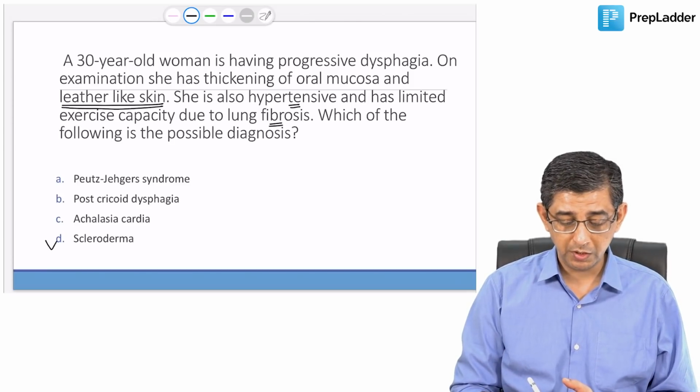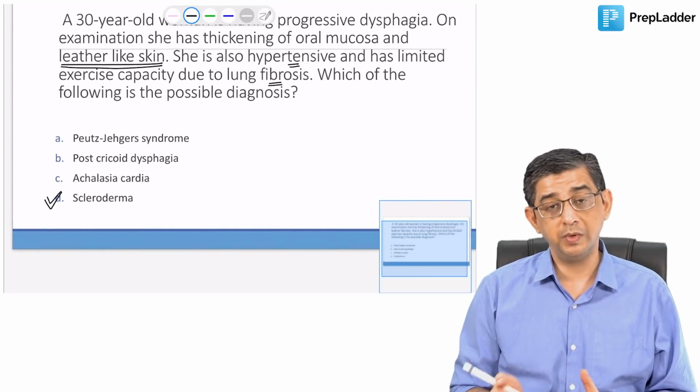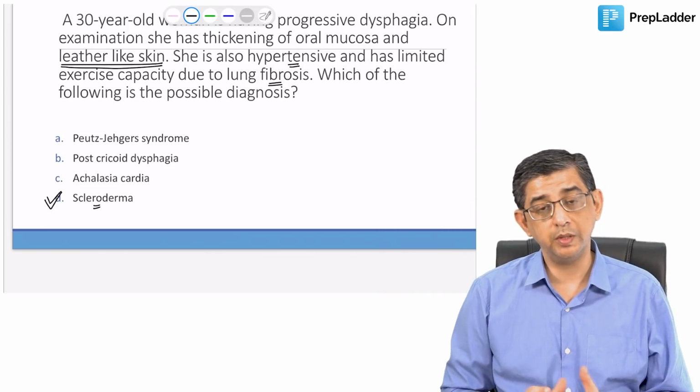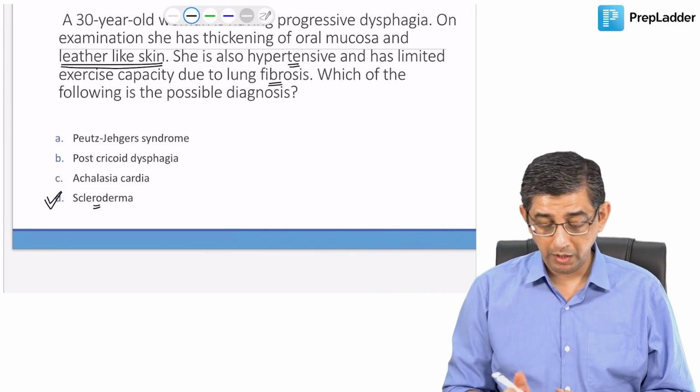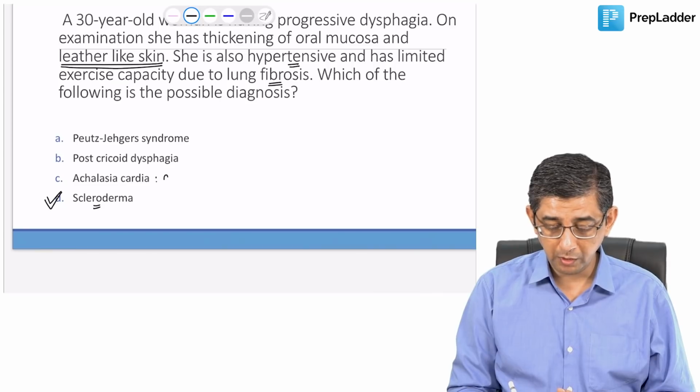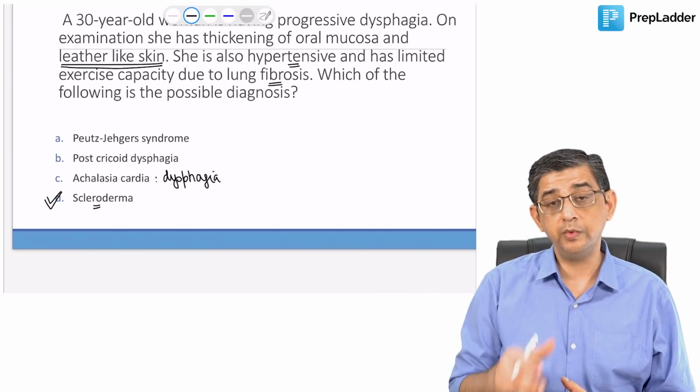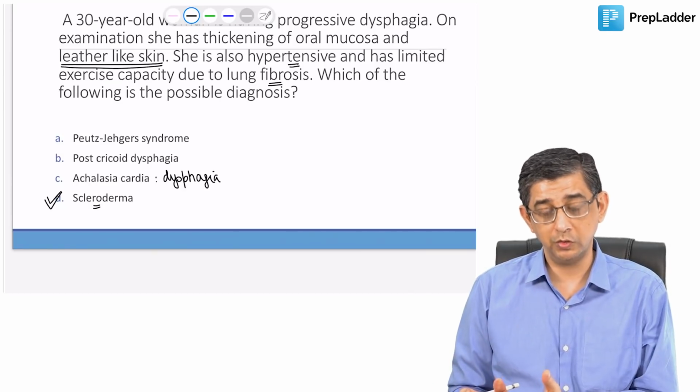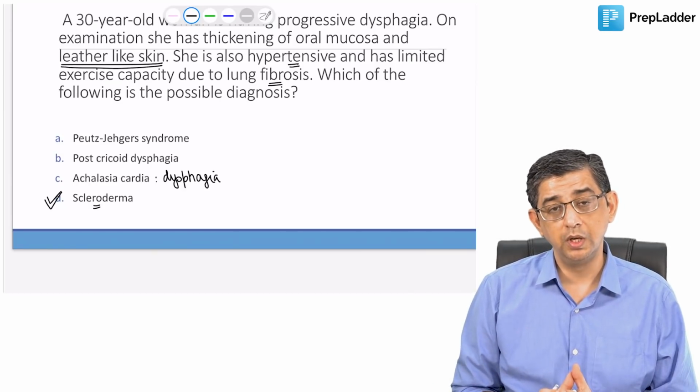You see, scleroderma is an autoimmune disorder characterized by 2 words. The sclero basically means the fibrosis component coming up. Achalasia cardia will only have complaints of progressive dysphagia. But in this person, apart from dysphagia, so many other features are given. So that's why achalasia cardia is ruled out.